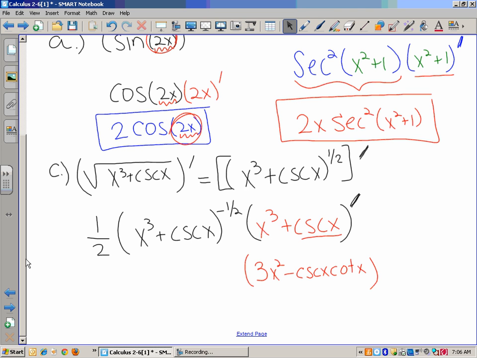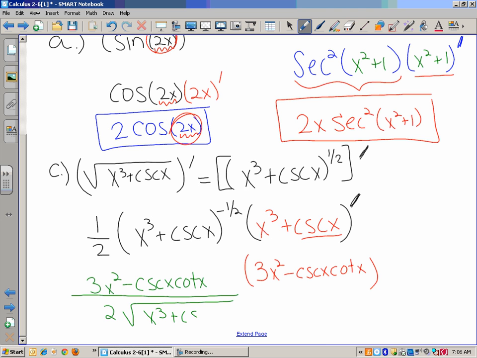And now I want to write my final answer in appropriate terms. So I'm going to go ahead and write it as 3x squared minus cosecant x cotan x all over 2 square root of x cubed plus cosecant x. And I'm going to go ahead and stop because that is done.